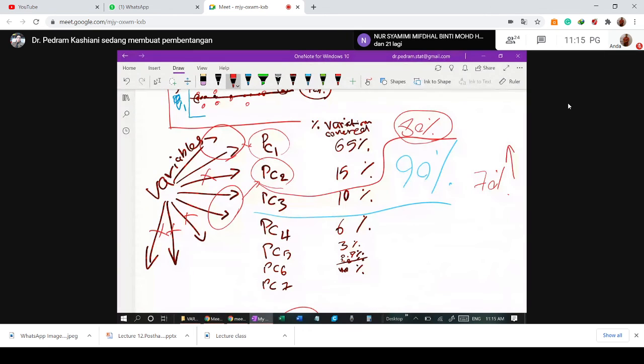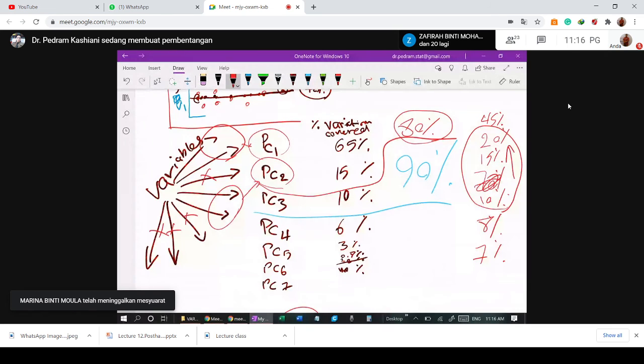But if your PC1 is, for example, 20%, your PC2 is 15%, your PC3 is 10%, PC4 is 8%, another one is 7%, then my PCA analysis is not useful. Why? Because my first PCs are only 45%. Still 55% is left. So this is not a good analysis, meaning PCA here is not good.